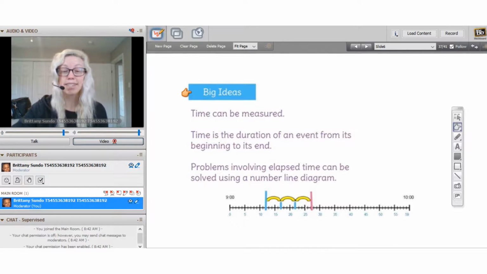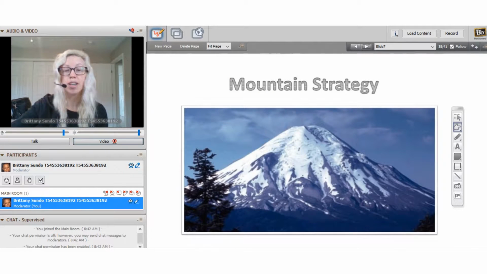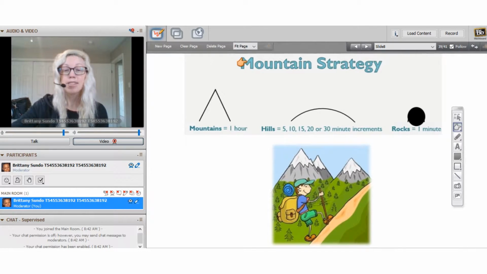Let's take a look at our big ideas. Time can be measured. Time is the duration of an event from its beginning to its end. Problems involving elapsed time can be solved using a number line diagram, and that's exactly what we're going to use today as we take a look at our strategy called the mountain strategy. The mountain strategy is made up of 3 different types of figures. We have our mountains, our hills, and our rocks. Mountains are worth 1 hour. Hills can be worth 5, 10, 15, 20, or 30-minute increments. Rocks are worth 1 minute.